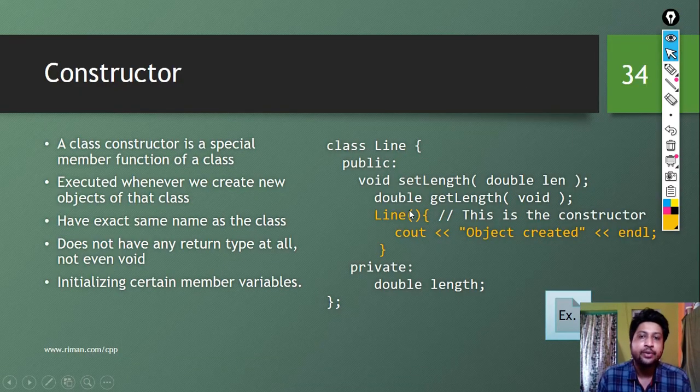So the example that we have seen is called the default constructor. That means a constructor that doesn't take any value and sets some default value or nothing else. So a constructor that doesn't take any value as an argument is called a default constructor.